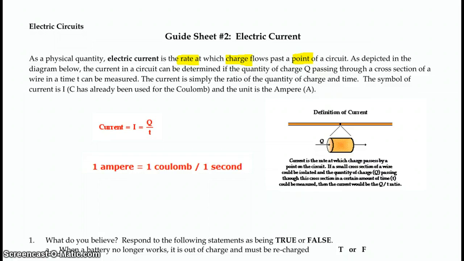We've dealt with a lot of rate quantities already. Power is a rate quantity. Velocity is a rate quantity. Acceleration is a rate quantity. Whenever you see the word rate, all it means mathematically speaking is we're going to take some quantity and divide by time. So it's going to be a ratio of some quantity to time.